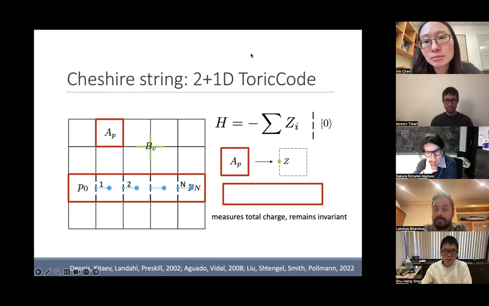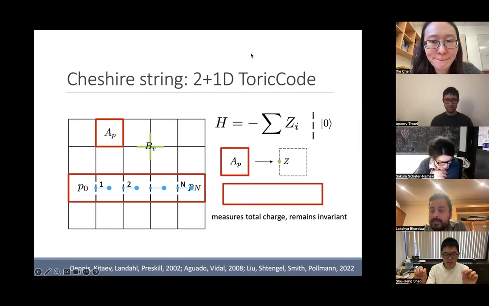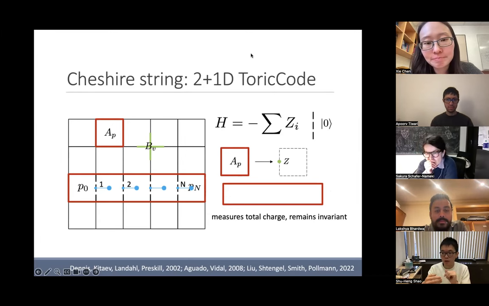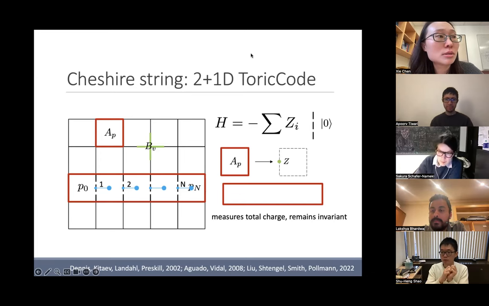Yes, Shuhan. I just want to make sure I understand. So let's compare the case when this is an open segment versus the case when it's a closed loop. In the case when it's an open segment, if I understand correctly, this can be created by a unitary operator. And therefore the Hamiltonian with that modification along the defect is unitarily equivalent to the original toric code Hamiltonian. However, when you have a closed loop, you have to do a measurement at the very last step. And therefore, the Hamiltonian with the closed Cheshire string defect is not unitarily equivalent to the original toric code Hamiltonian.